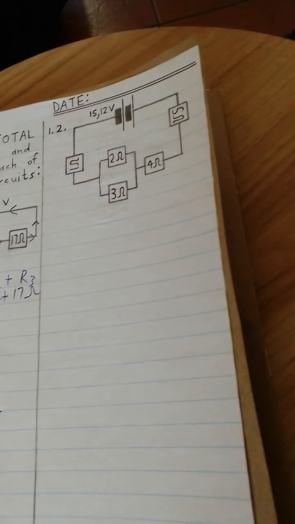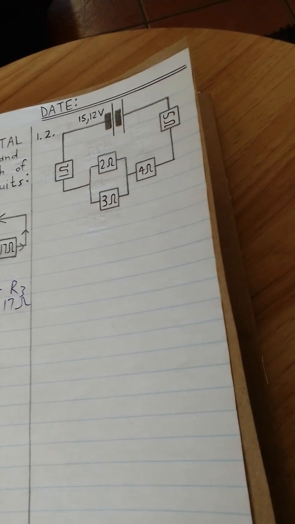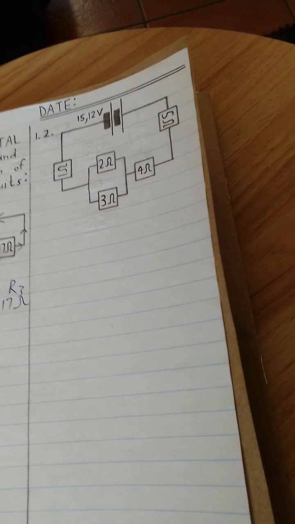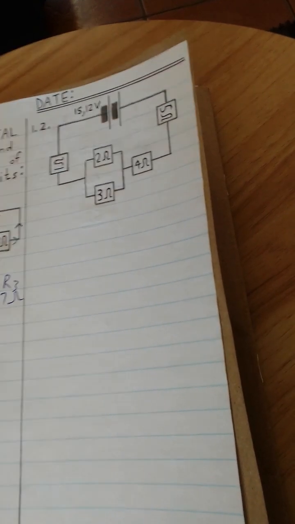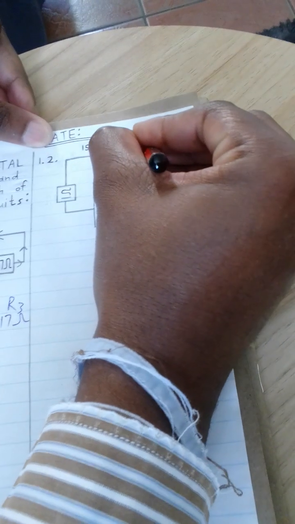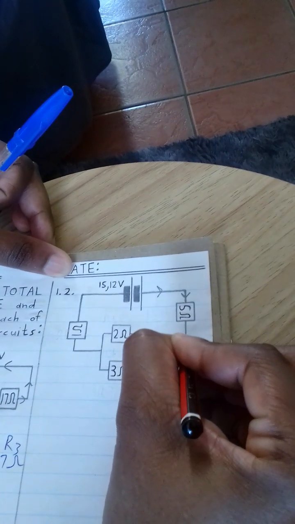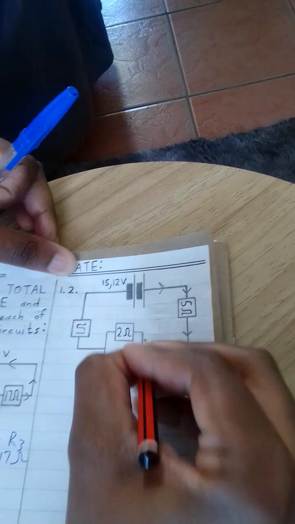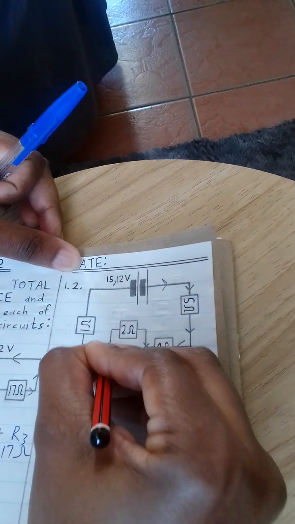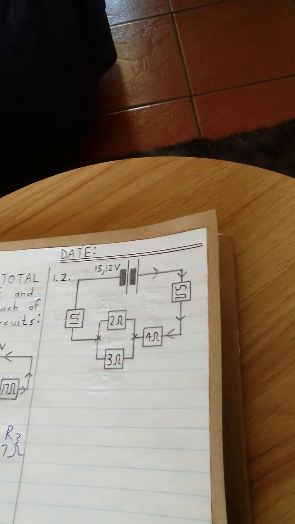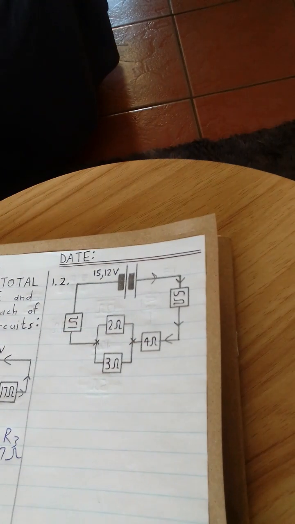1.2, we have that circuit. So we have a battery with an EMF of 15.12 volts, right? The current leaves the positive terminal this way and then this way. But when it gets here, there's branching here. Aha. So as you can see, these two resistors are in parallel, right?